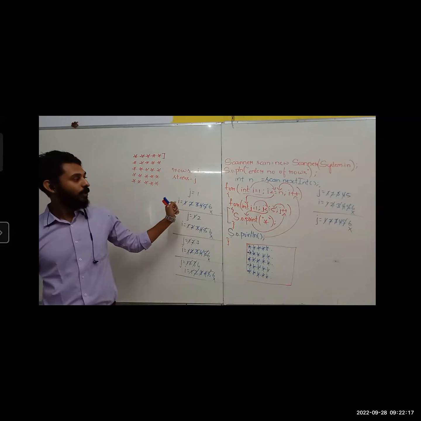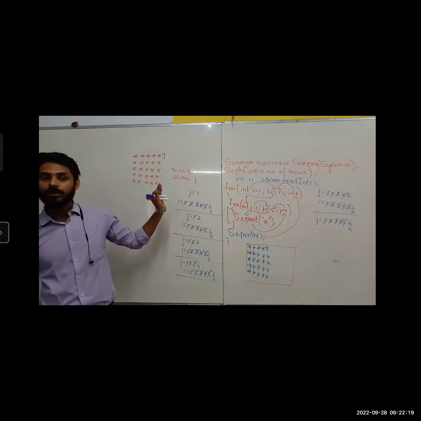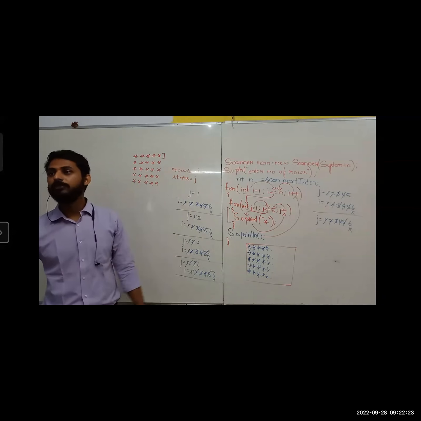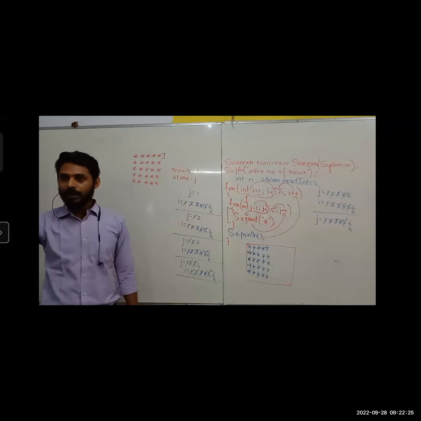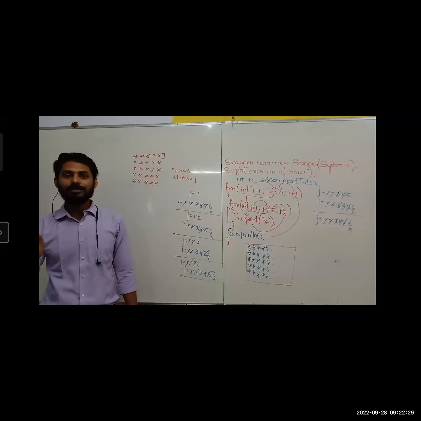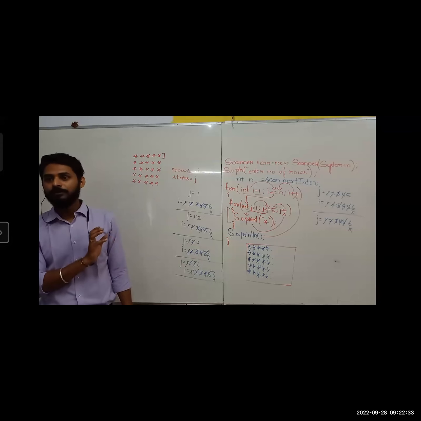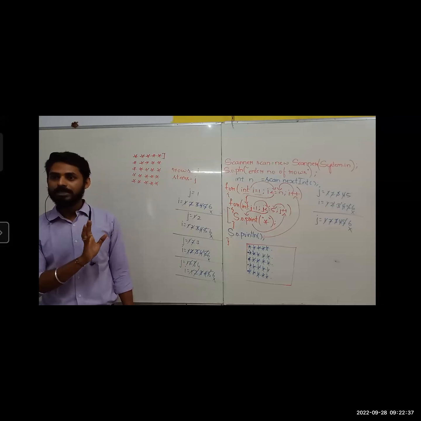So what I was trying to say: if the user gives input as 100, then what will be the output? In all the 100 rows, only 5 stars will be there. Don't say that in 100 rows, 100 stars will be there. That is not the program I have written. I have written it so that in each row, 5 stars are printed.